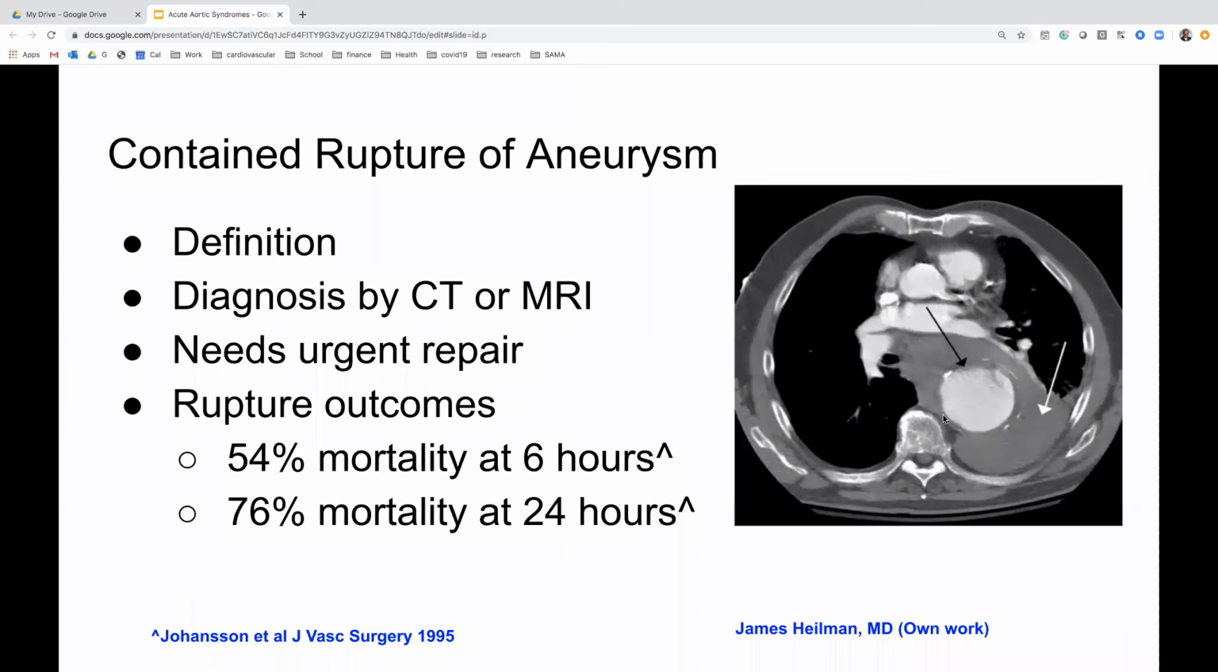This is an example of an aneurysm, and the aneurysm has bled outside. The darker color is blood, which has been contained by the surrounding tissue. That's why the patient is alive. If this happens and is not contained, it's sudden death, right? You diagnose by CT and MRI, and you need urgent repair. The outcomes are really bad, 50% at 6 hours. We said earlier for ascending aortic aneurysm it is 50% at 2 days, 76% at 24 hours. That's why you want to prevent this. How do you prevent it? By operating on these patients before they reach a certain size.